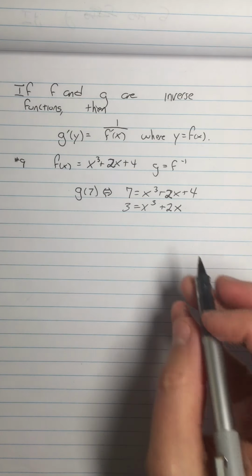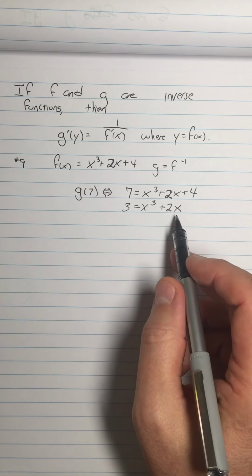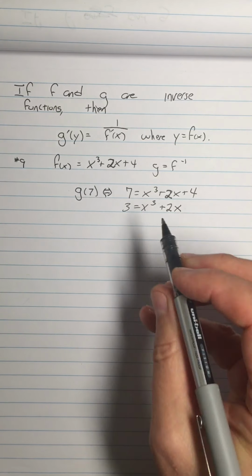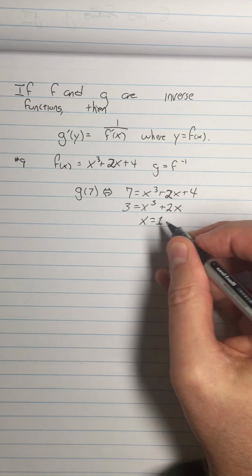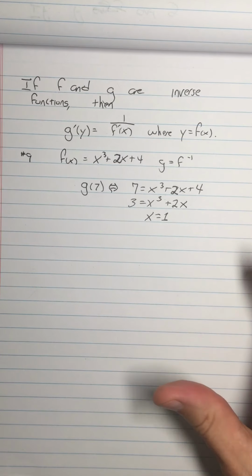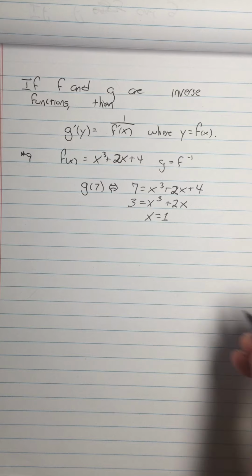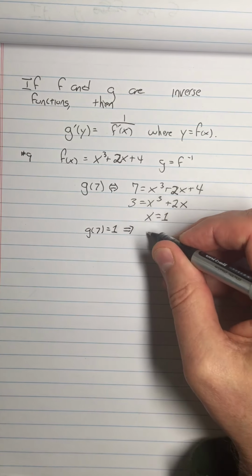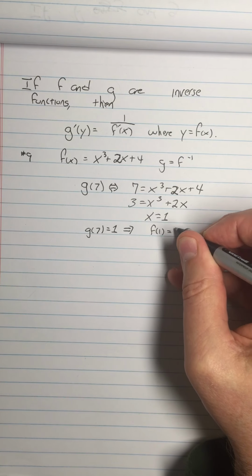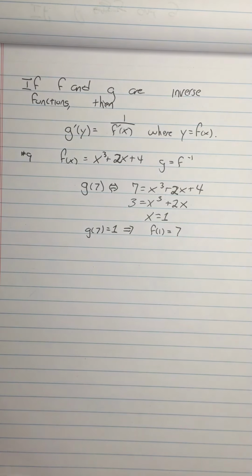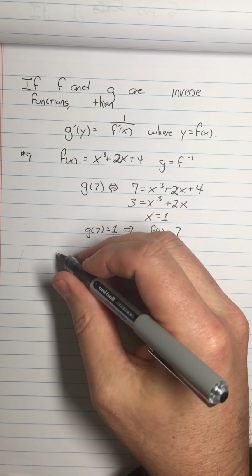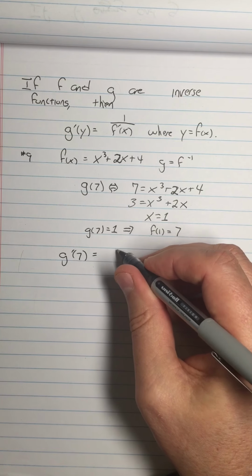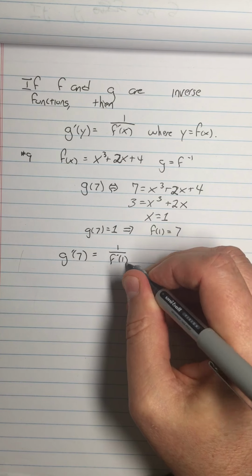So what you do instead is think about some values I could put in here, like 1, 0, and negative 1. If I put in 1 cubed plus 2 times 1, that is 3. So x equals 1. I can solve this equation by trial and error, really. Guess and check. Now I know that g of 7 equals 1, and that means that f of 1 equals 7. So now I can say that g prime of 7, according to my theorem up here, is going to equal 1 over f prime of 1.